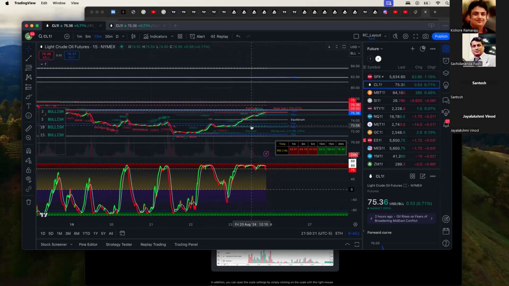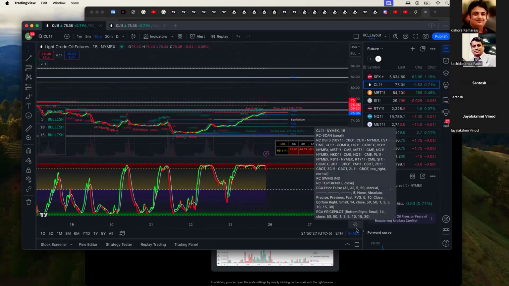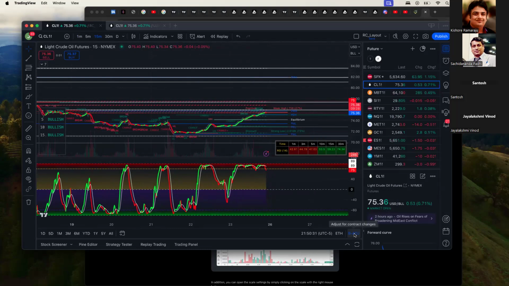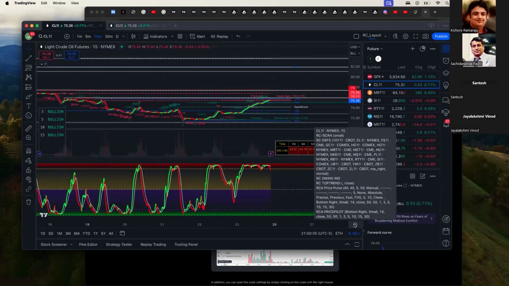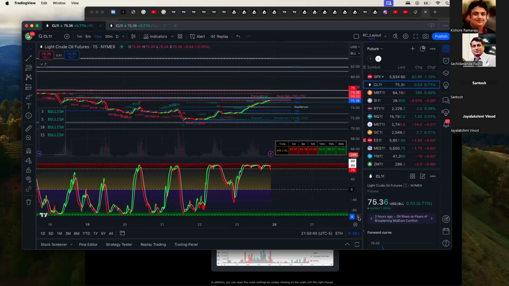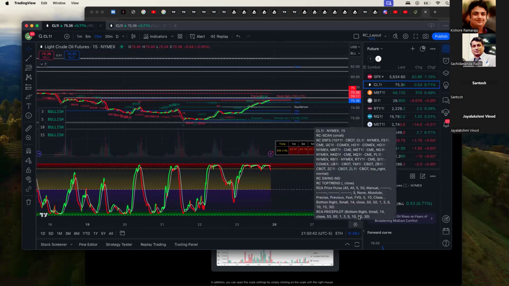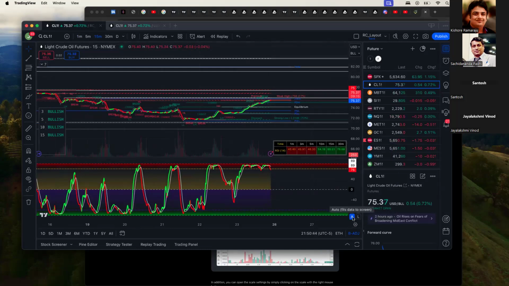I don't know why you are not seeing that auto adjust. You should see that A and L, right? Go back one more time to that. A little bit up. Yeah, then you have A and L. So click on A. Is it auto? Auto is enabled now.